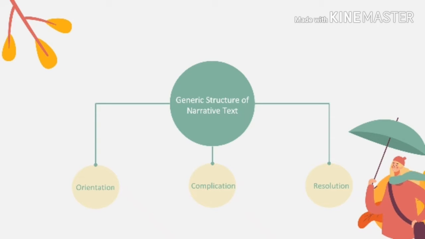Now, let's continue to the generic structure of narrative text. Generally, there are only three parts, which are orientation, complication, and resolution. But there is also one optional part called coda or reorientation.